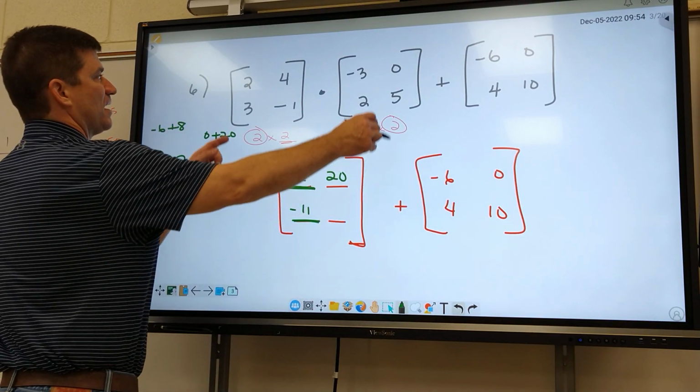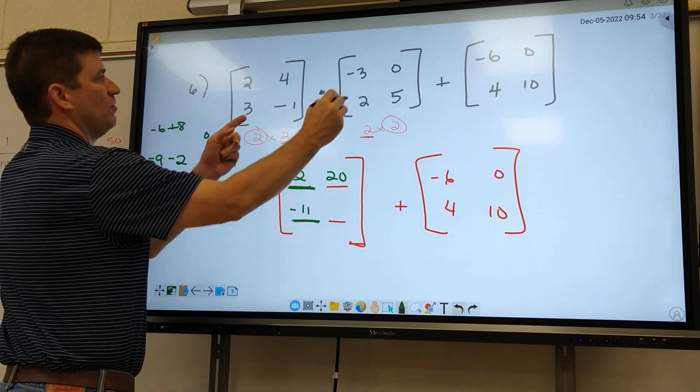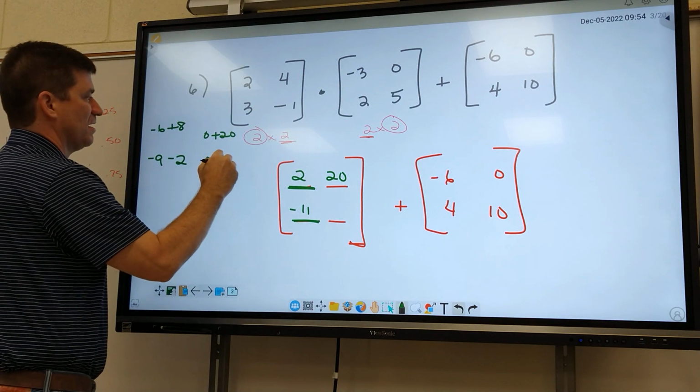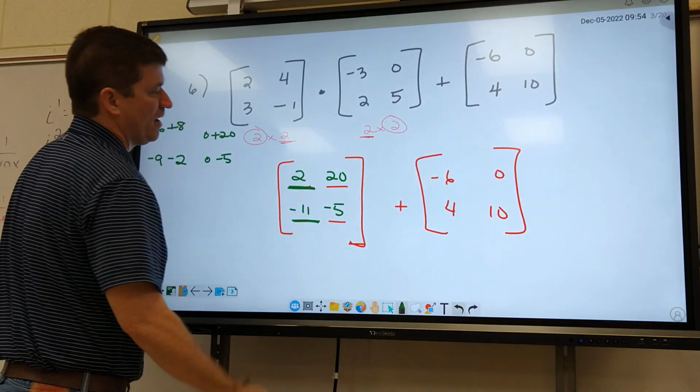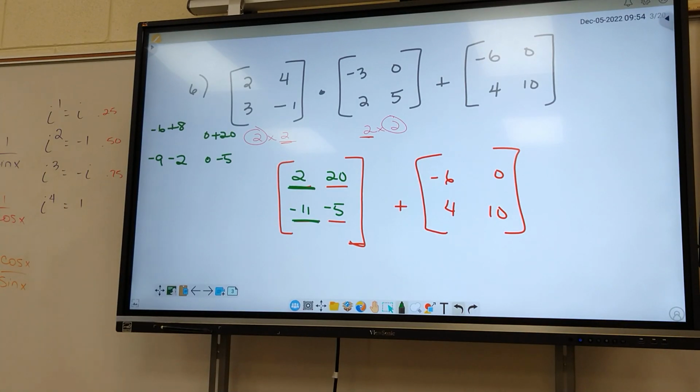All right, next I got 3 times 0 is 0. Negative 1 times 5 is negative 5. Add them up, I got negative 5. So again, that is how you multiply two matrices together.